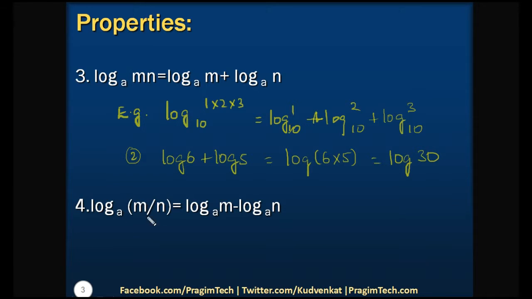Let's look into the fourth property. Logarithm of m by n to the base a is equals to log m to the base a minus log n to the base a. That means that quotient of logarithm is equals to difference between their logarithms with the same base.